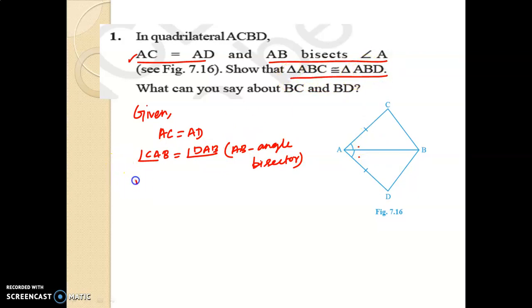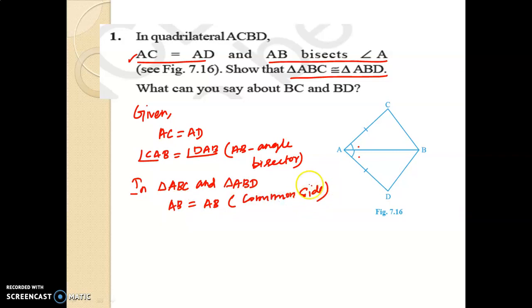So in triangle ABC and triangle ABD, ABC means this triangle and ABD means the lower triangle. They are common to each other, and we are going to prove this. In this, AB is a common side, yes, AB equal to AB.